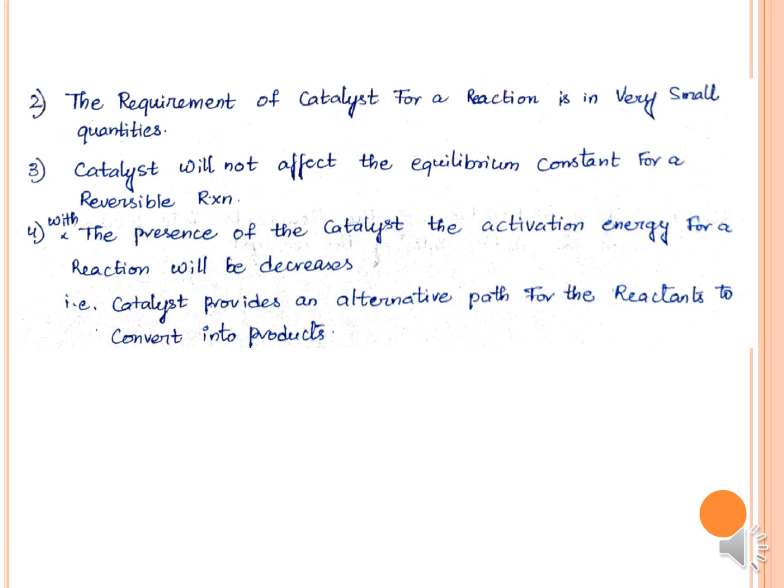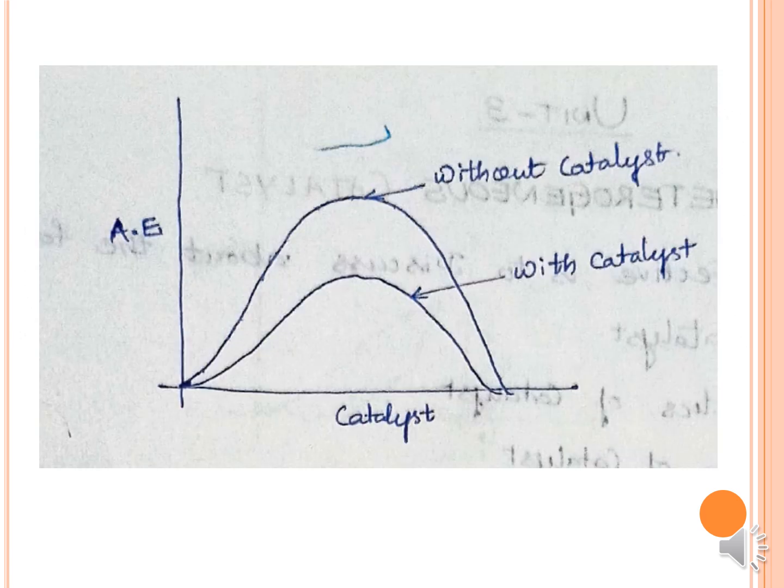Another characteristic is that the requirement of catalyst for a reaction is in very small quantities. And a catalyst will not affect the equilibrium constant for a reversible reaction. It will never affect the equilibrium constant for a reversible reaction. And also, with the presence of the catalyst, the activation energy for a reaction decreases. That means the catalyst provides an alternative path for the reactants to convert into products. This is the alternative path. Without catalyst, this is the path. With catalyst, it provides an alternative path by which the reaction rate will increase and the time of reaction will decrease.